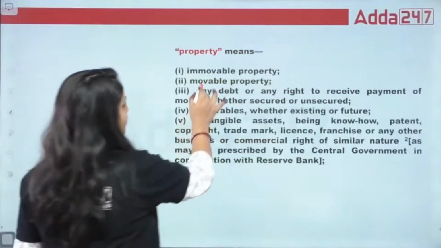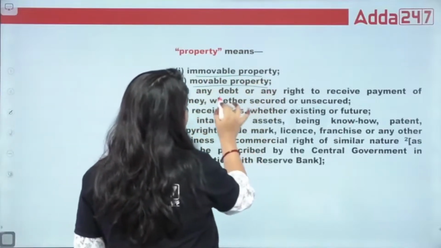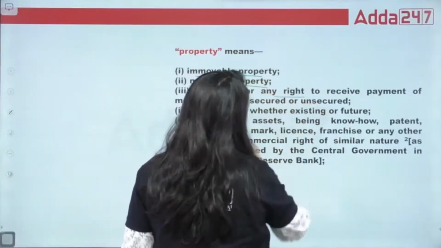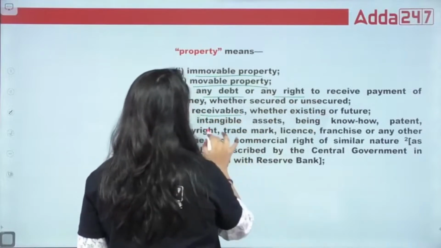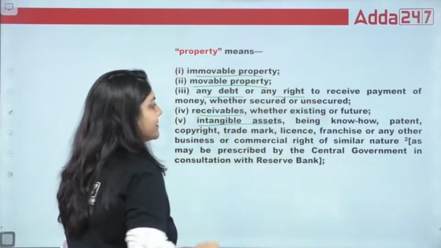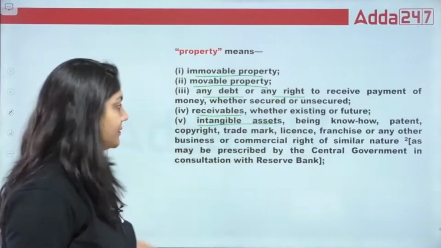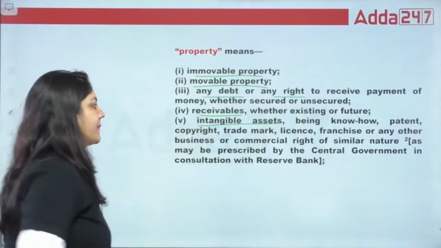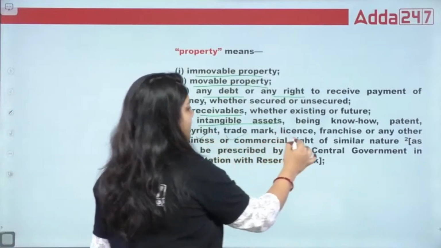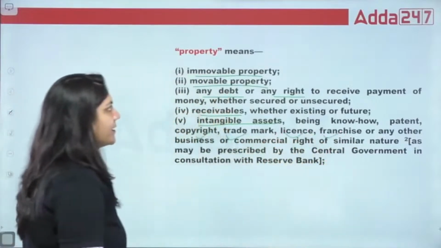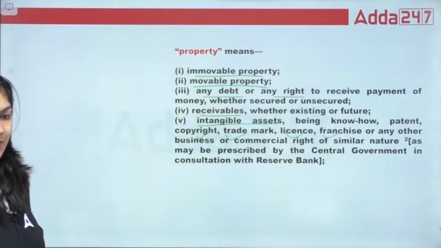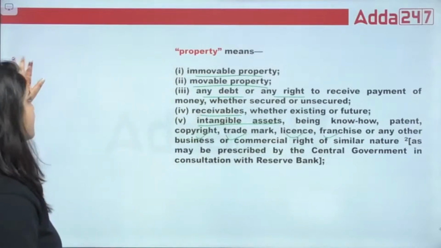What is property? Immovable property, movable property, any debt, right, receivable, intangible asset. What is an intangible asset? Just like patent, copyright, trademark. So these are intangible assets. Copyright, trademark, license, franchisee, that is property. Okay, this is the definition of property.